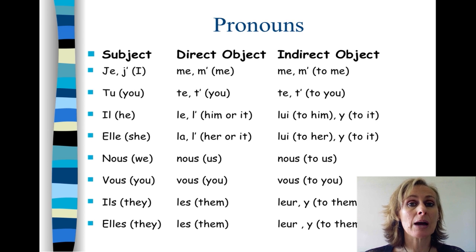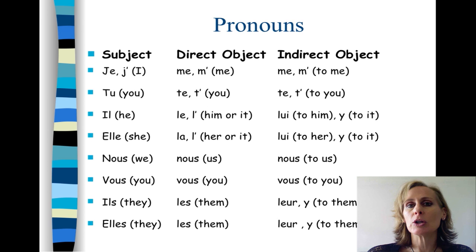Leur, if we're talking about a person, to them. Or once again, if we're talking about a thing, we use y. Y with a thing, whether it be singular or plural, to them. Leur, again, if it's feminine, a person, to them, or y if it's a thing.